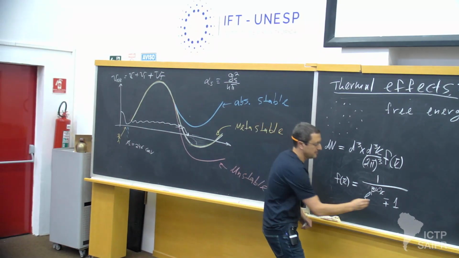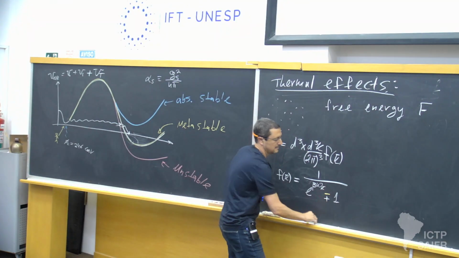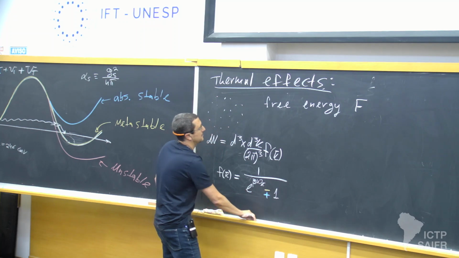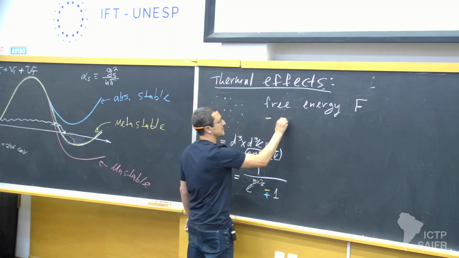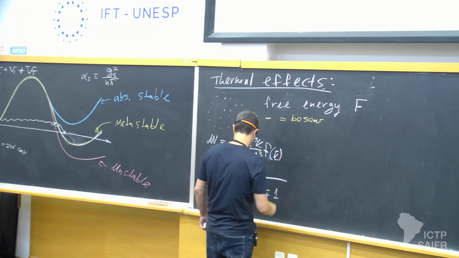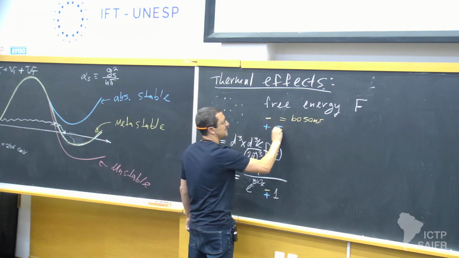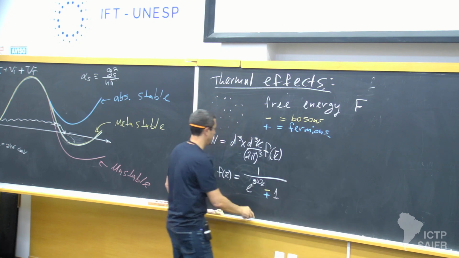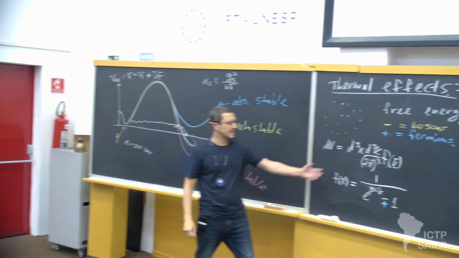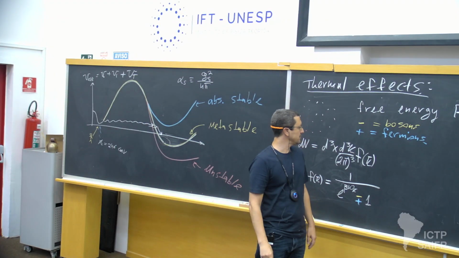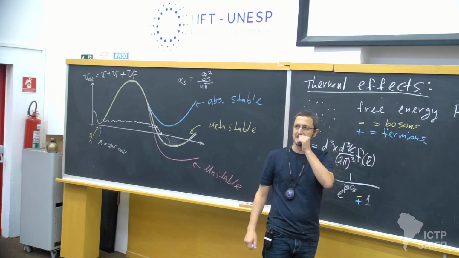Well, actually, why don't I do this? Minus is for bosons, and plus is for fermions. So that is the state we're going to be talking about. And what we want to consider is the free energy of the system.